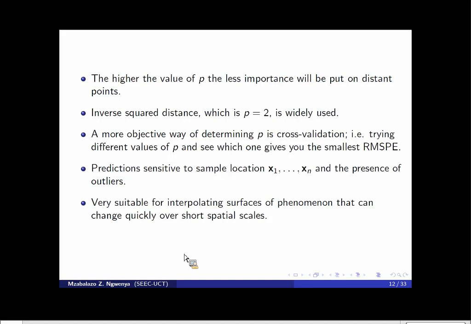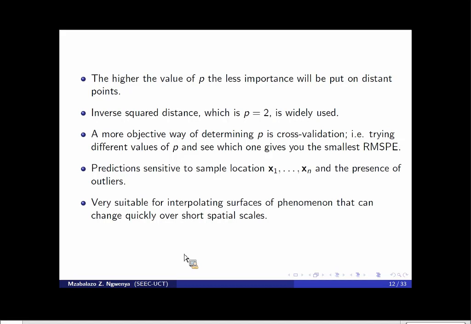Another thing we can note about IDW is that our predictions are very sensitive to sample points. Where you've got areas of dense sampling, your predictions would be quite good, and where you've got very sparse sampling, your predictions may be very poor. But this is not unique to IDW, but it's the one which is most severely affected by your sample locations.